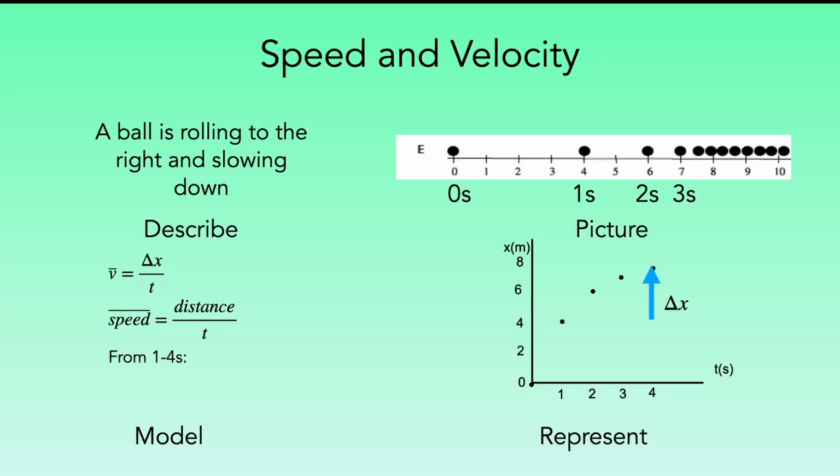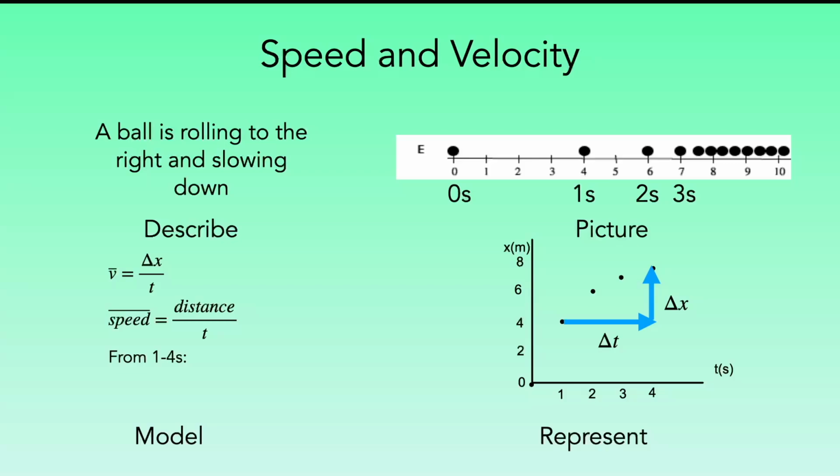Let's look at the interval from t equals 1 to t equals 4 seconds. From t equals 1 to t equals 4 seconds, the delta x is about 3.5. Okay, 7.5 minus 4. It started at 4, ended up at 7.5, final minus initial, 7.5 minus 4. And notice this is a graph of position versus time. This is not x and y coordinates like in that last slide.